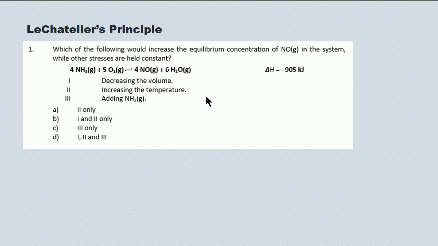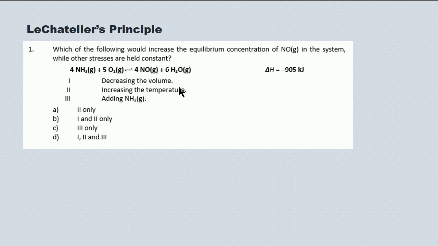Which of the following would increase the equilibrium concentration of nitrogen monoxide? Nitrogen monoxide here is a product. You notice there's 9 gas phase particles on the left and 10 gas phase particles on the right, and it's an exothermic system. If I decrease the volume, I increase the pressure, the system's going to shift to the side with fewer particles to reduce pressure. In this case, it's going to shift to the left because there's only 9 gas phase particles there. There are 10 gas phase particles on the right. More importantly, that will not increase the nitrogen monoxide present, so 1 is out.